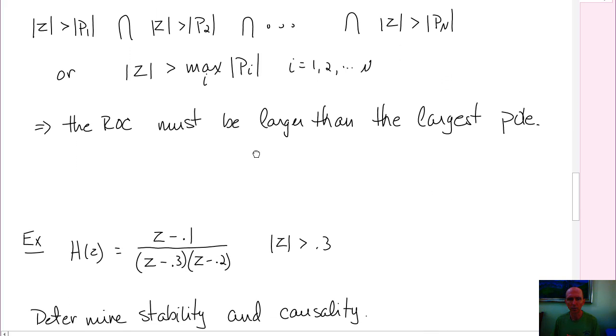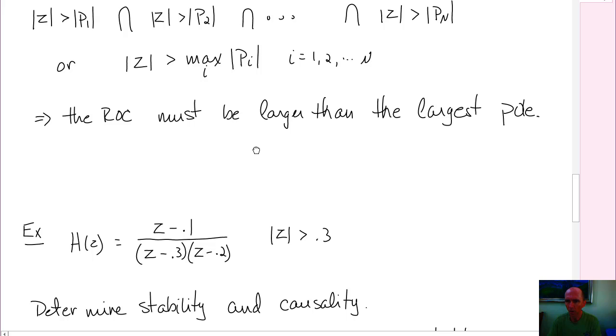In other words, if we want to determine whether a system is causal or not, we look at its region of convergence. If the region of convergence is greater than the largest pole, it's causal. If not, it isn't causal.